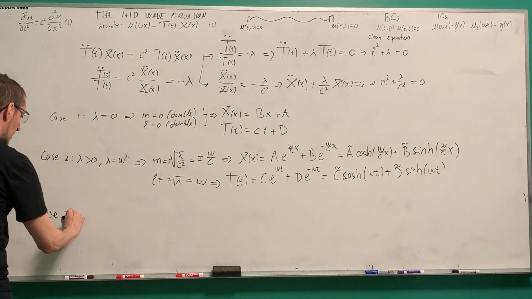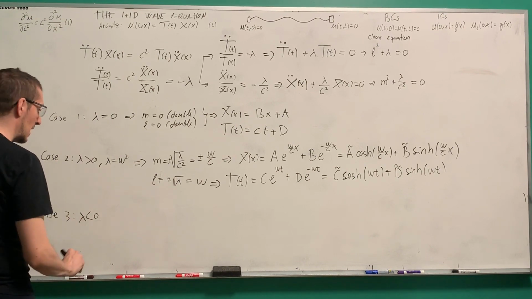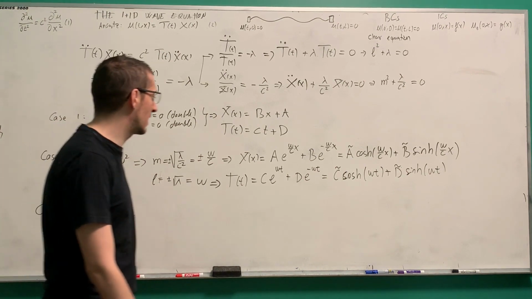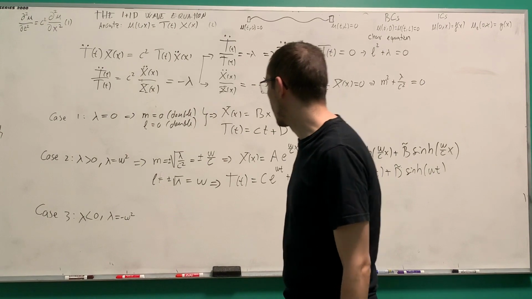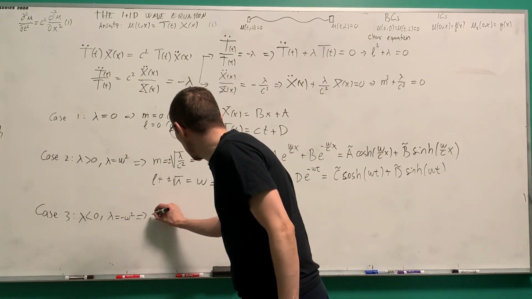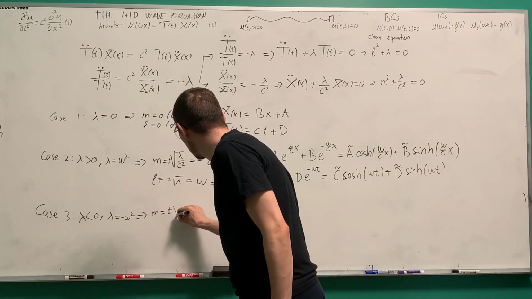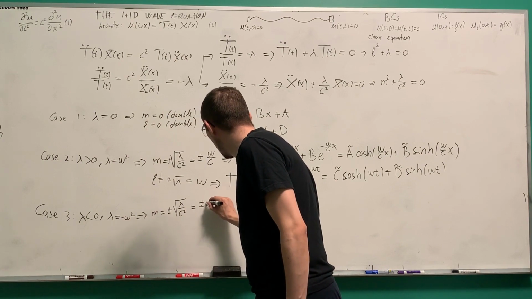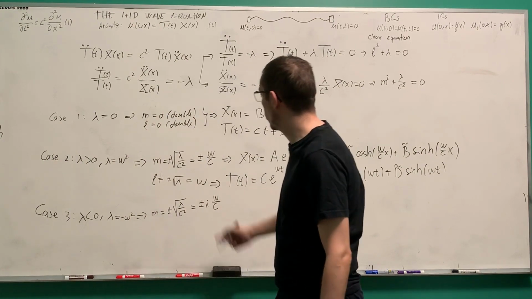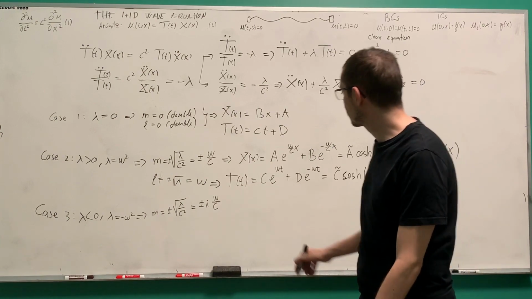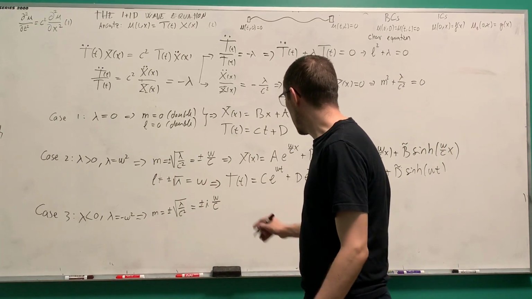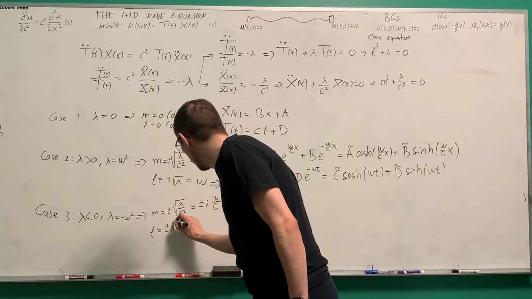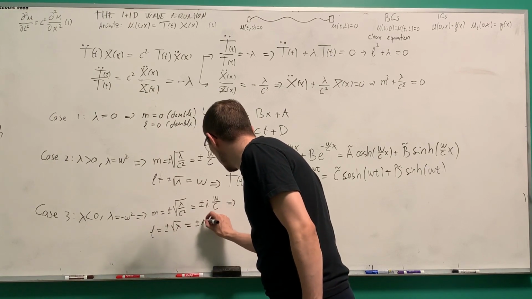Case 3 is lambda less than 0. And same as before, what we do, we call lambda minus omega squared, because we know that it's negative, the square of a negative real number is positive. So, in that case, we know that m is equal to plus minus the square root of lambda divided by c squared, which is equal to plus minus i omega over c, two complex conjugate roots with no real part. And that means L is equal to plus minus the square root of lambda, which is plus minus i omega.